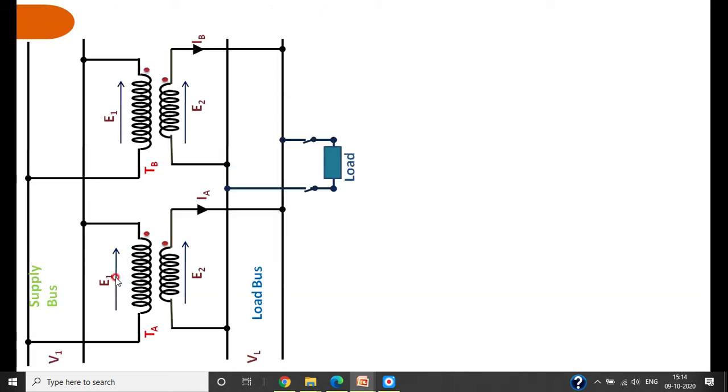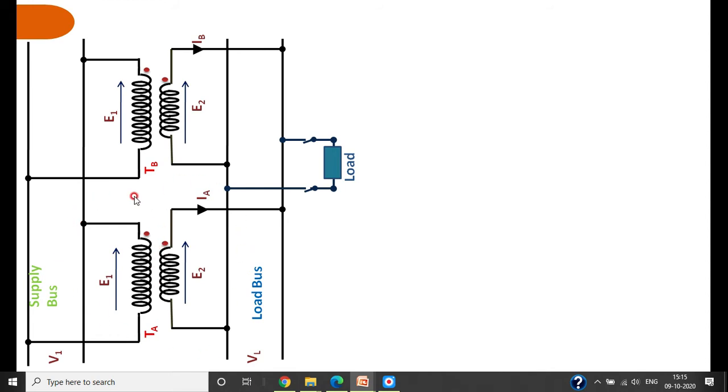Okay. Now I am tilting the circuit diagram which is drawn previously. Here we have got a supply bus, we have got a load bus, and the two transformers connected in parallel with their induced voltage in the primary as well as the secondary, and the current delivered by the individual transformer as IA and IB.